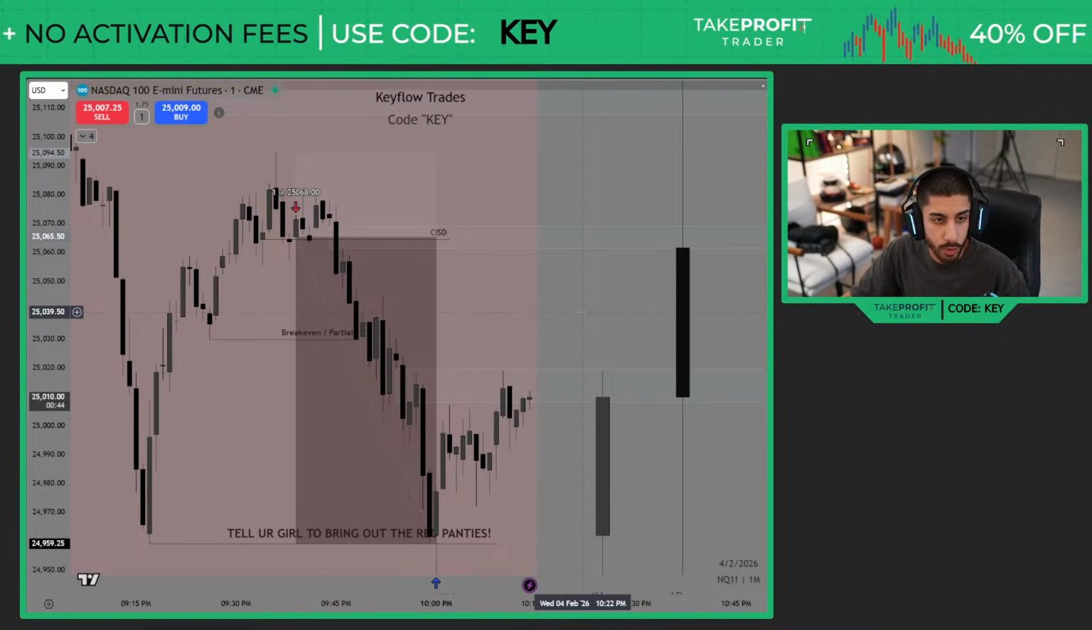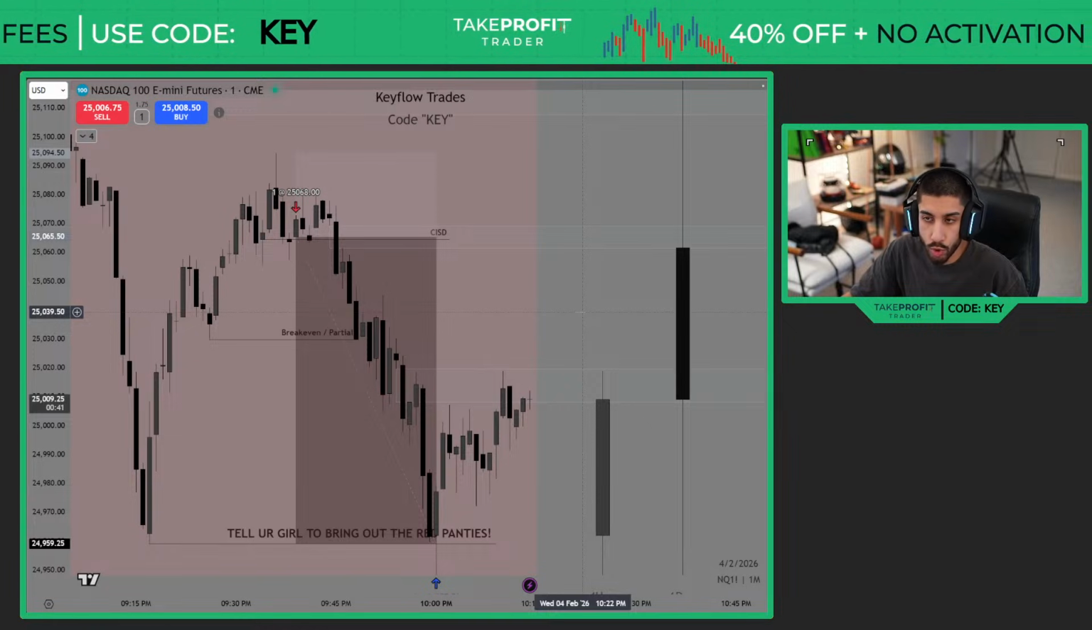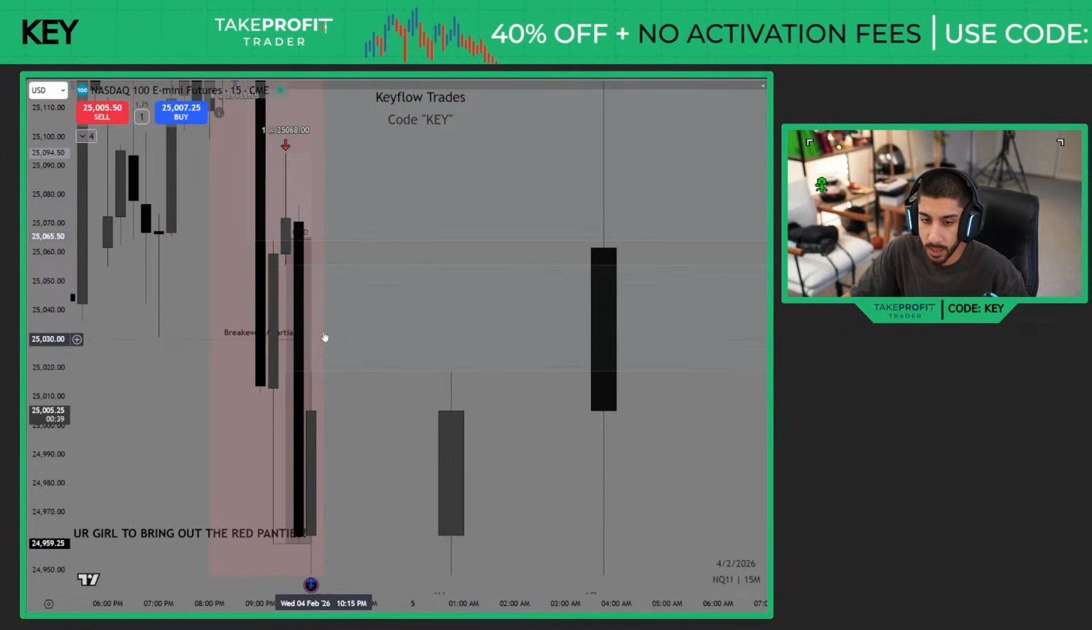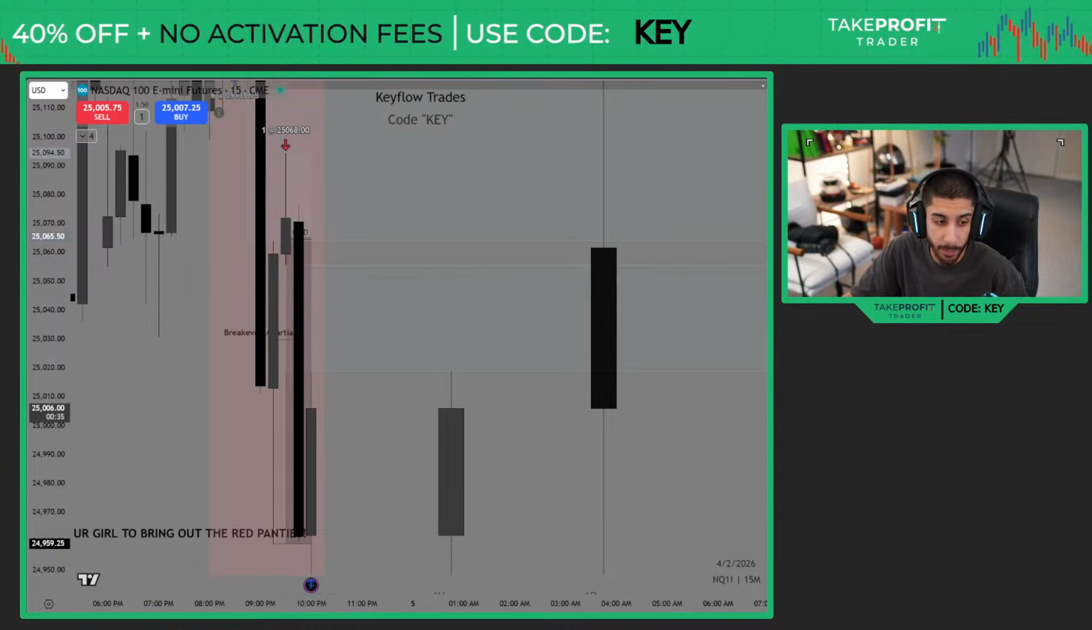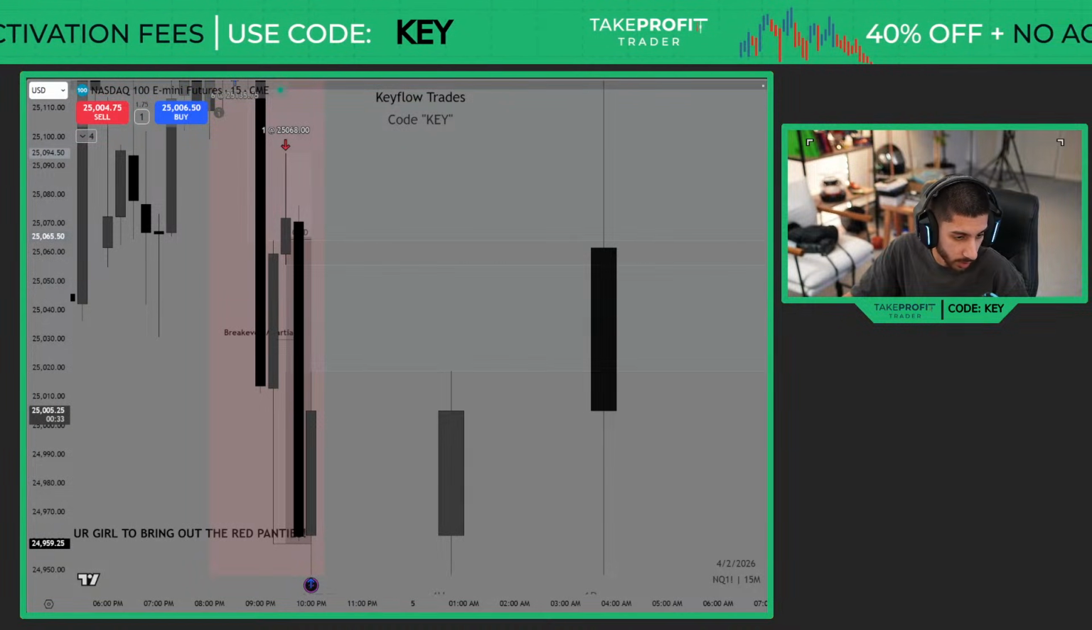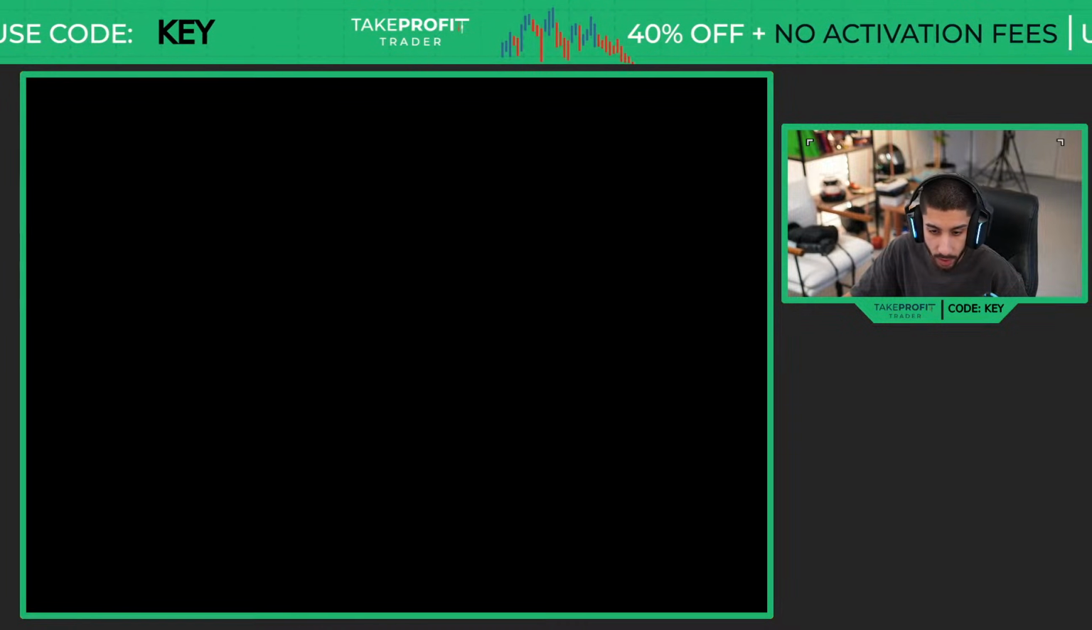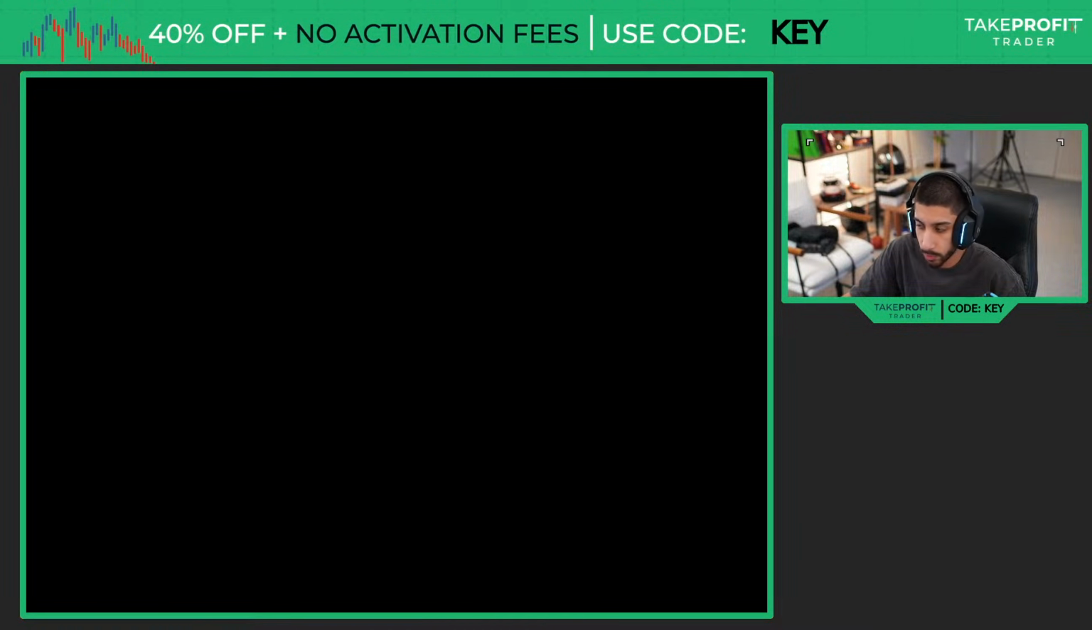Would you not be bullish towards the upper 1 hour gap? No. I would be bullish into this 15-minute gap. Matter of fact, I might even take another trade here in this 15-minute gap. Hold on, let me switch accounts. I might take another trade off this other account.